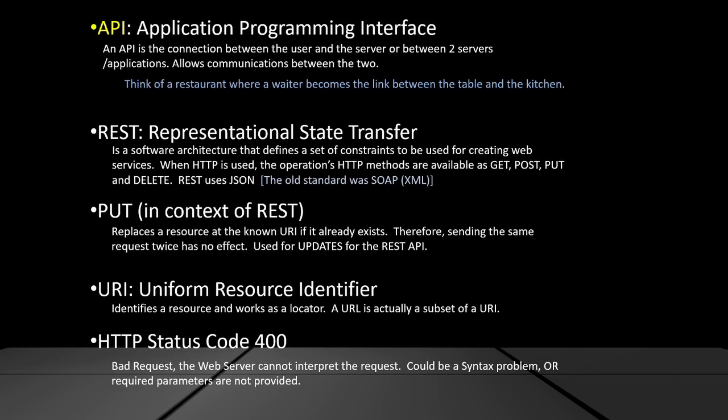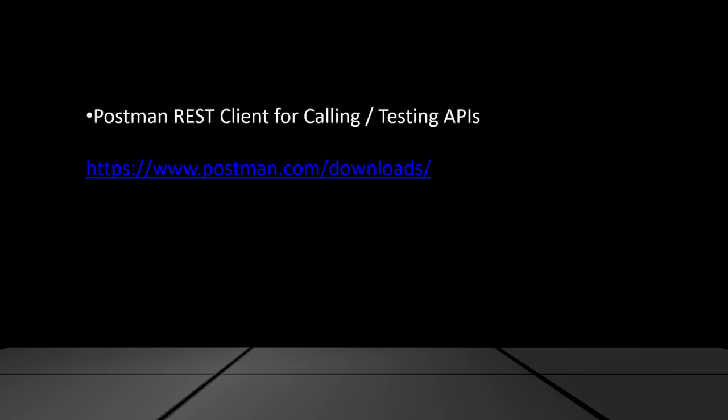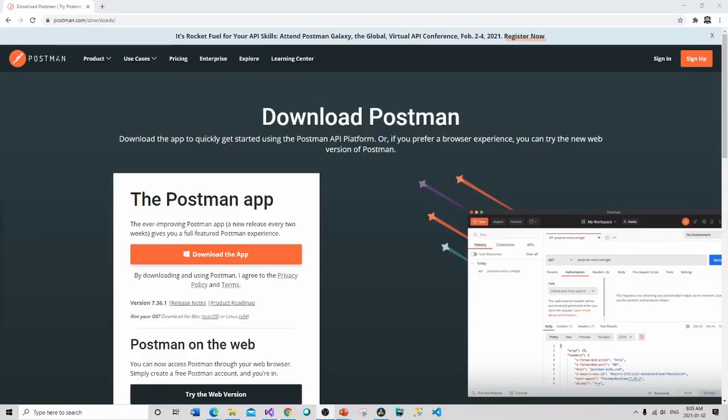Okay, so the next thing I want to do is talk about Postman. This is a REST client for calling or testing APIs. So what we're going to do is open up Postman, or postman.com, and go to downloads. We're actually going to download the application here. If you clicked on that link, it'll bring you to this page, Download Postman.